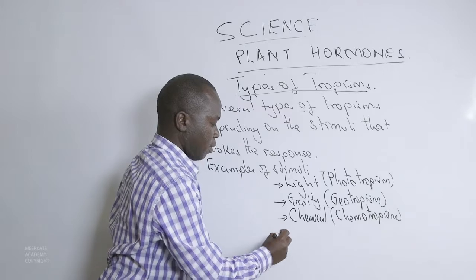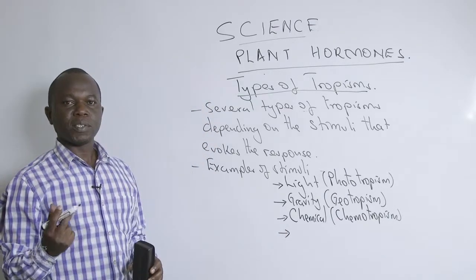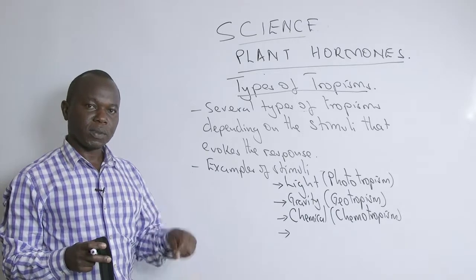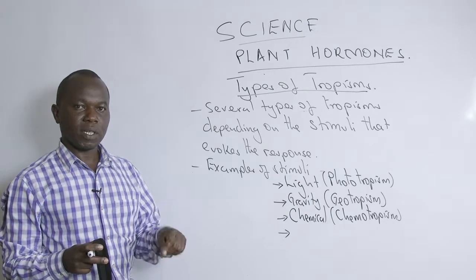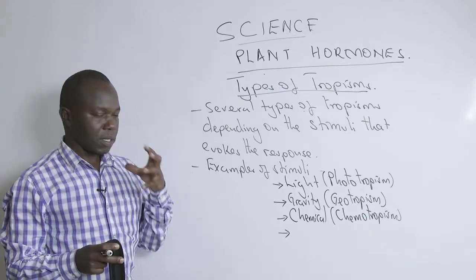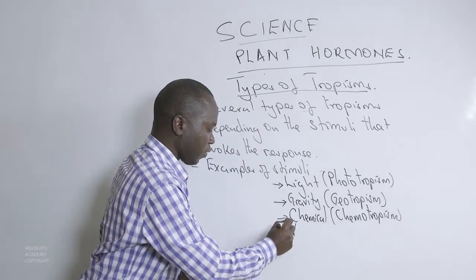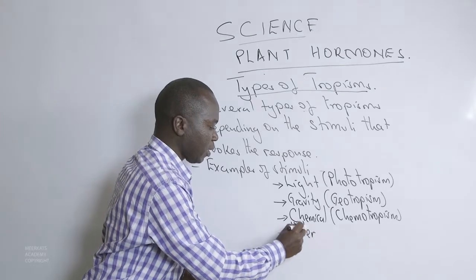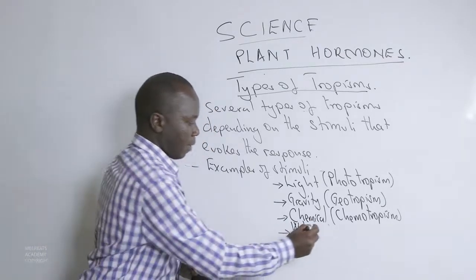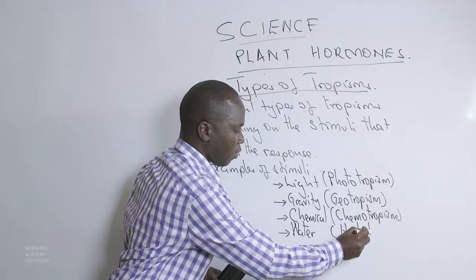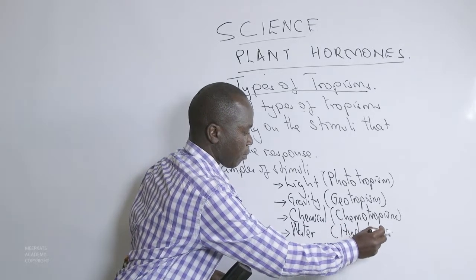Water. Plants respond to water. That's why the roots grow into the soil, because it is the soil where we have moisture. They absorb moisture to be used by the plant. So if the stimulus is water, that tropism shall be called hydrotropism.